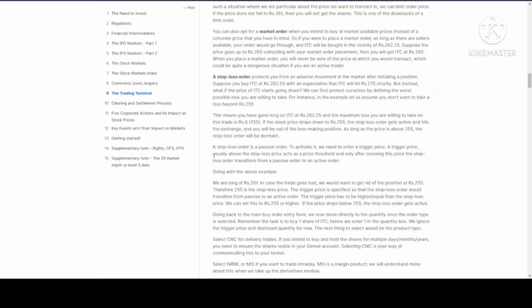A trigger price, usually above the stop loss price, acts as a price threshold, and only after crossing this price, the stop loss order transitions from a passive order to an active order.